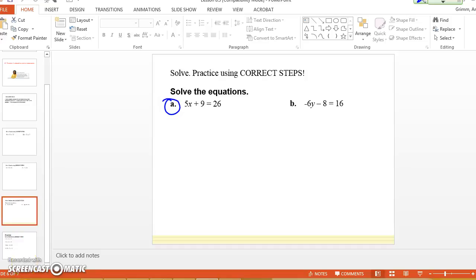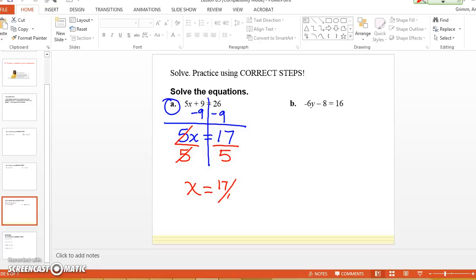I can see from the back, most of you guys did the first step fine. You did minus 9, minus 9. That's perfect. So I get 5x equals what? What's 26 minus 9? 17. Okay. Then the next step is to do what? Divide by 5. So I come up here and I use the fraction bar, right? So fraction bar 5, fraction bar 5. My 5's cancel out and I'm left with x. This is a fraction, 17 over 5.